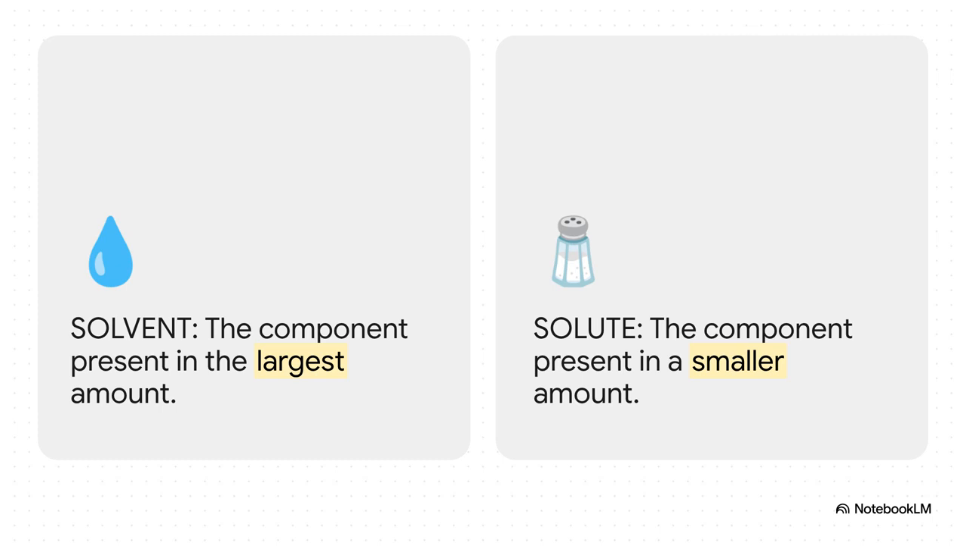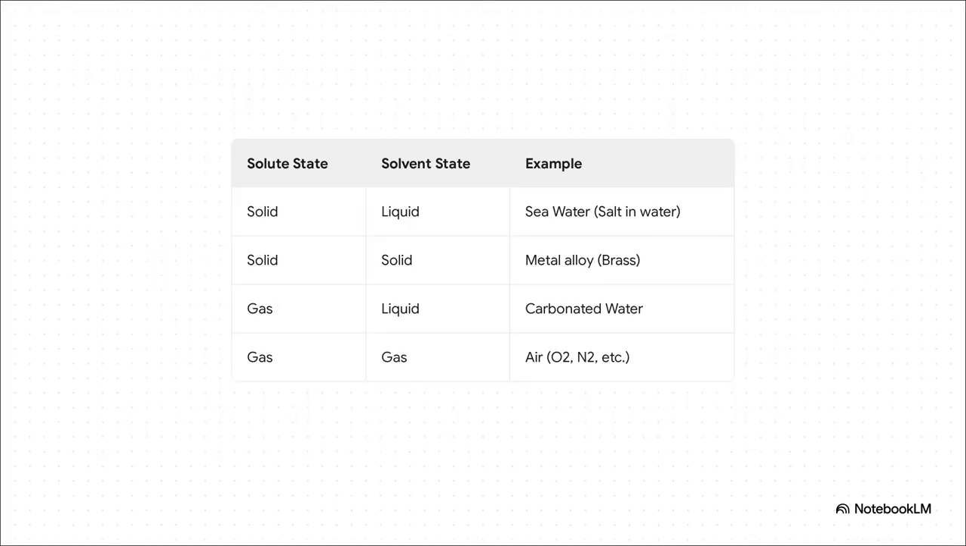So every solution has two main players on the team. You've got the solvent, that's the big guy, the one present in the largest amount doing all the dissolving. And then you have the solute, that's the stuff that gets dissolved and there's less of it. So back to our saltwater example. Water is the solvent, and the salt, that's the solute. See? Simple as that.